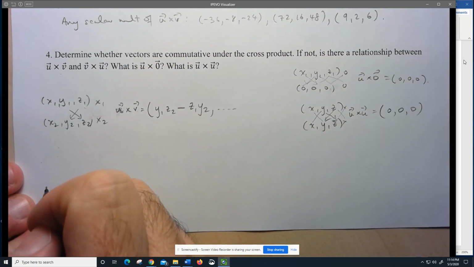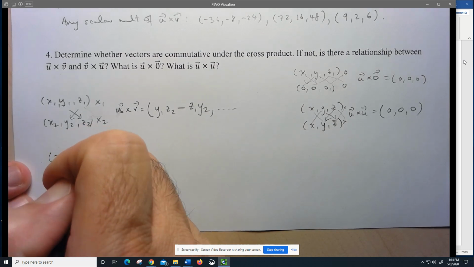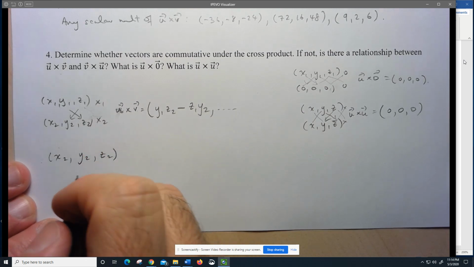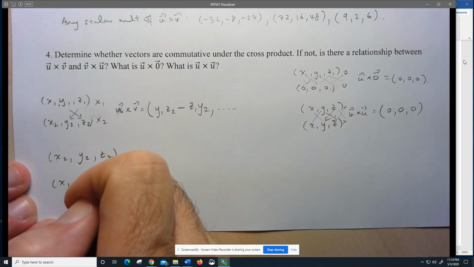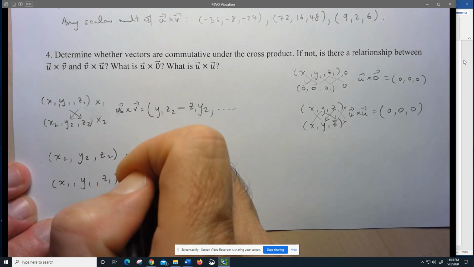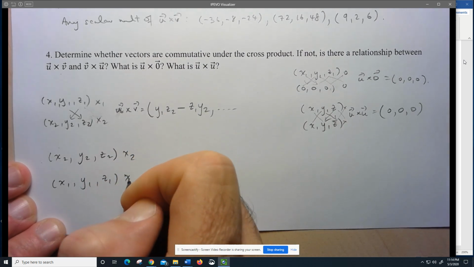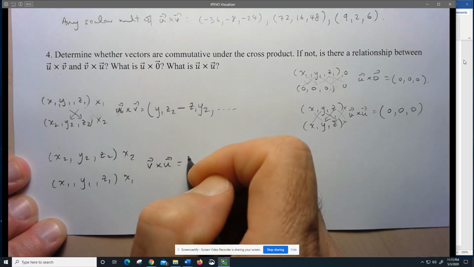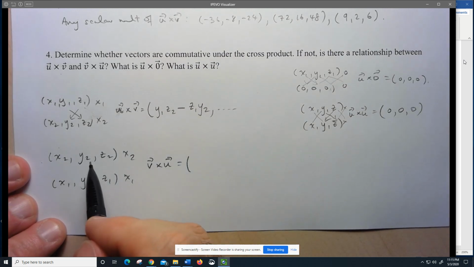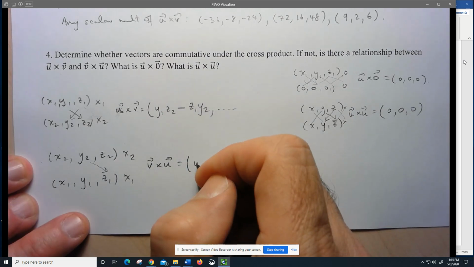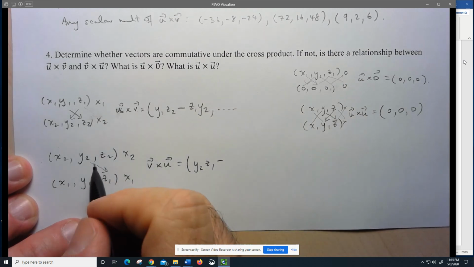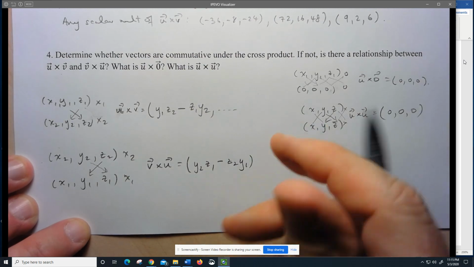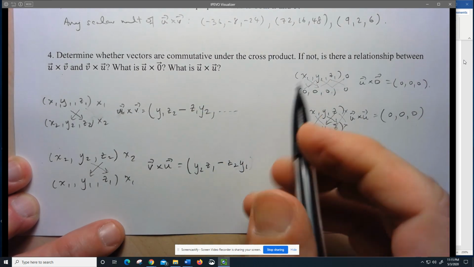Well, let's see what happens when we just switch the order. Let's put the v on top and the u on the bottom. Okay, and now let's do v cross u. So just switch their order. Okay, well, let's see what we have. We have y2z1 minus z2y1. Okay, well, that's just the x component.